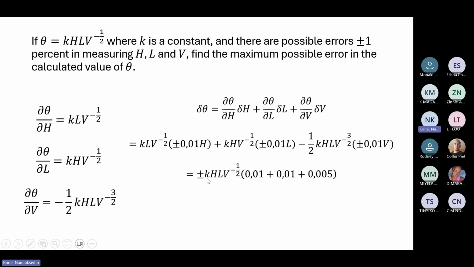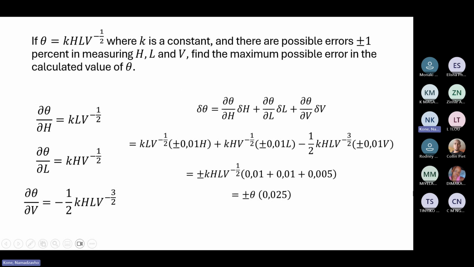Then from there, as you can see, the whole of this that is there is your theta that we are looking for. So you can come and replace KHLV to the power of -12 by theta on the left side here. And you can add this. These are just numbers. So 0.01 plus 0.01 is 0.02, plus 0.005, it will be 0.025. So what we have here is that the maximum possible error on theta will be plus or minus 0.025 if each one of these variables has got an error of 1%.